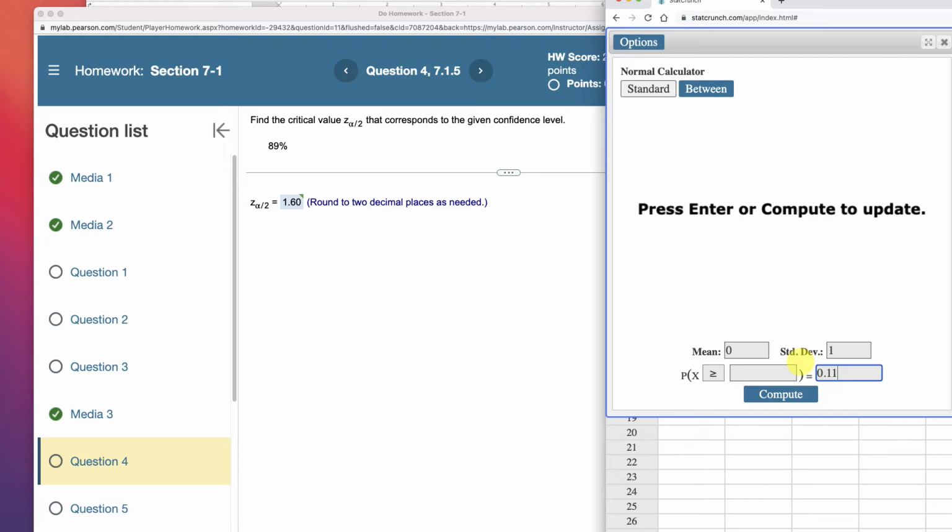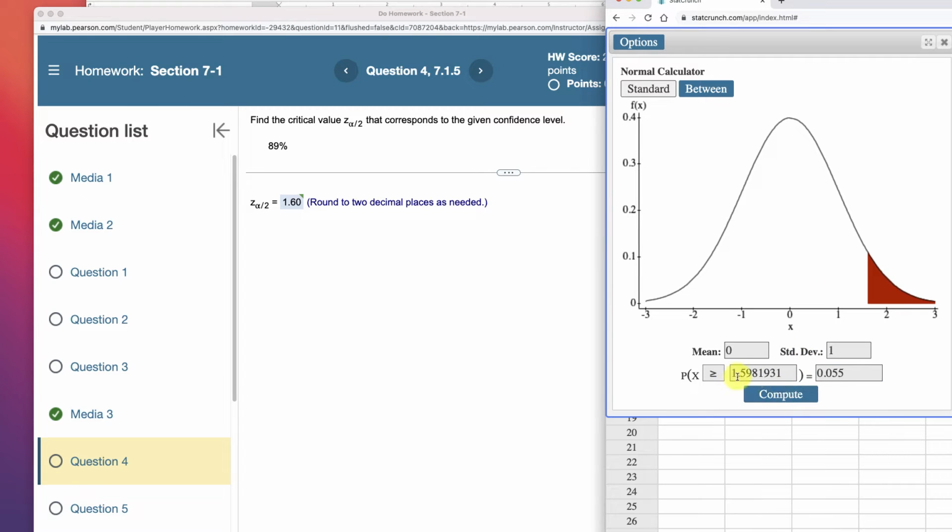Well, we want alpha divided by 2. So if it was 0.10, it would be 0.05, but it's not. It's 0.055, right? Because that would be the area to the right. And then we'd get 1.598, or rounding to 2 decimal places, 1.60.